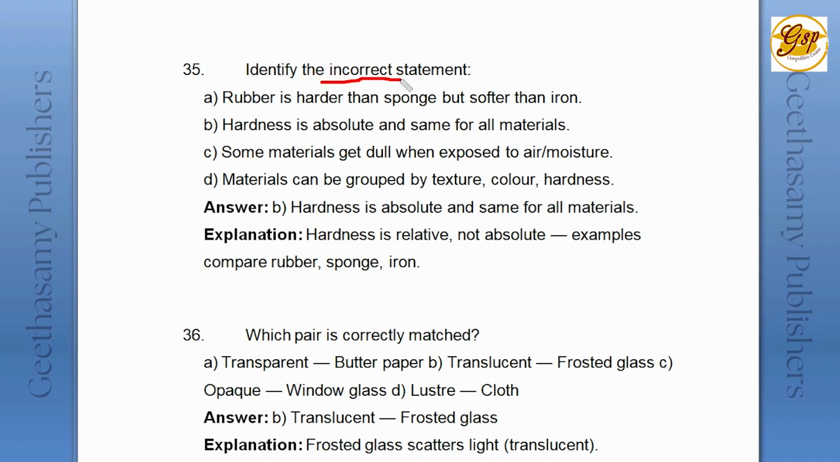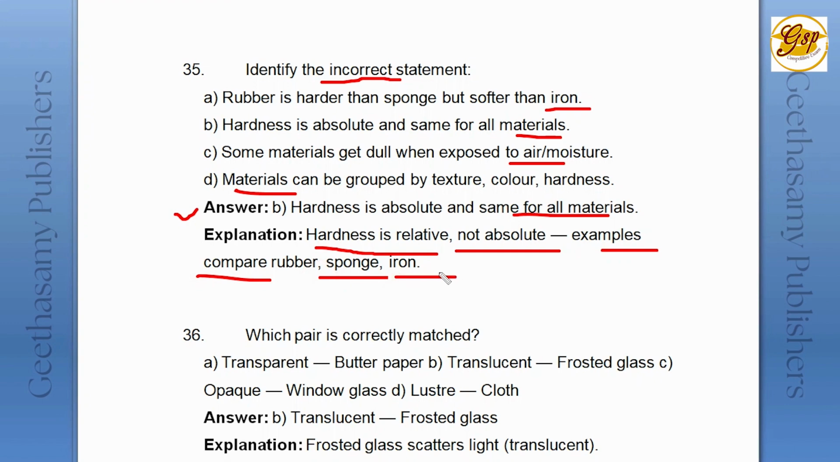And 35th question. Identify the incorrect statement. Rubber is harder than sponge, but softer than iron. Hardness is absolute and the same for all materials. Some materials get dull when exposed to air or moisture. Materials can be grouped by texture, color and hardness. So the incorrect statement is B, hardness is absolute and the same for all. No, it's not the same for all. Hardness is relative, not absolute. Example, compare rubber, sponge and iron.